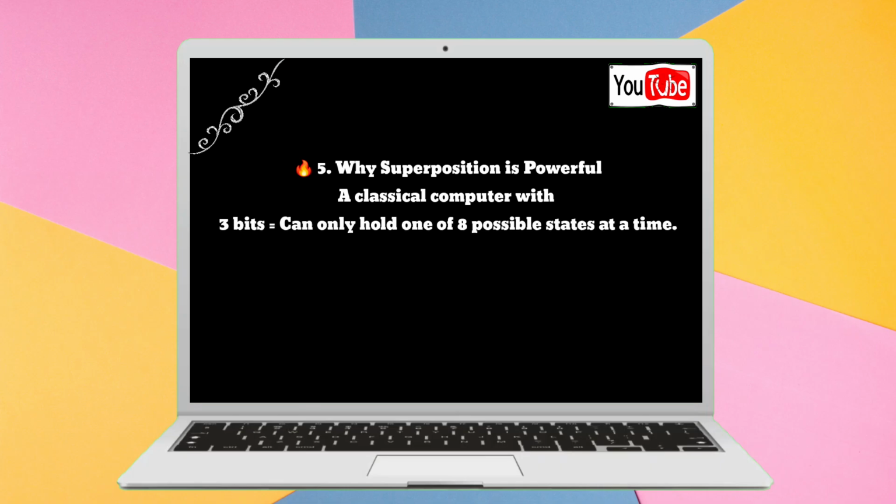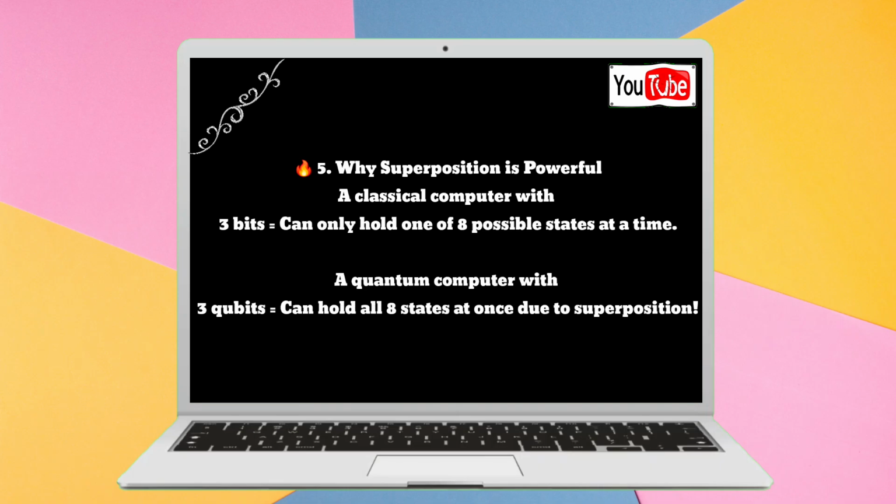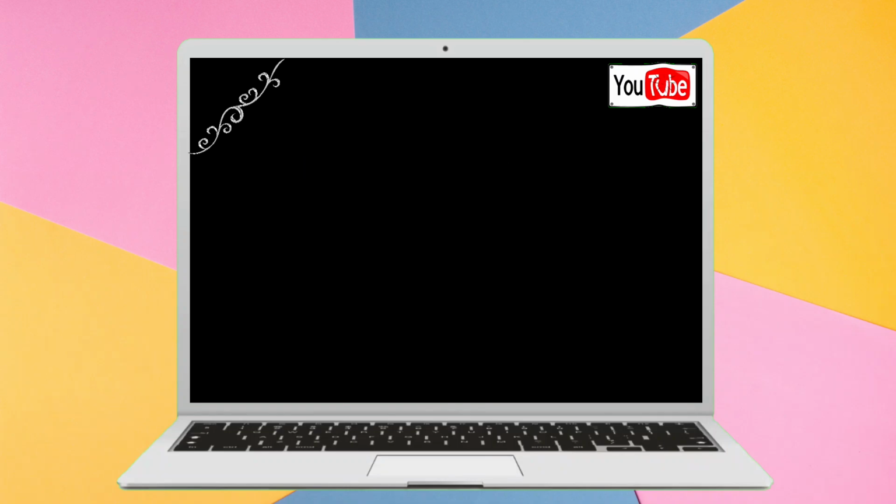5. Why superposition is powerful. A classical computer with 3 bits can only hold one of 8 possible states at a time. A quantum computer with 3 qubits can hold all 8 states at once due to superposition.